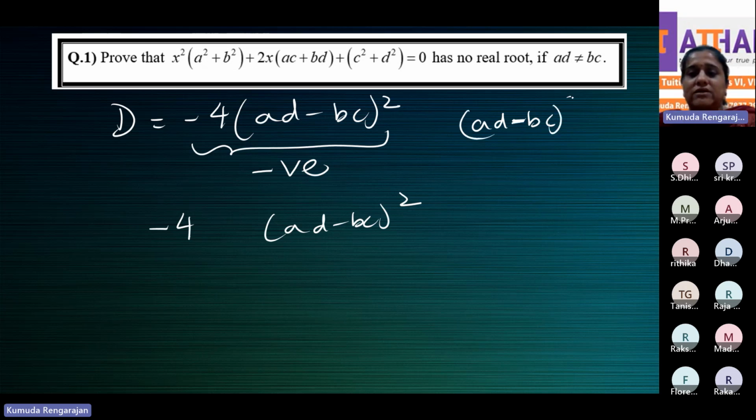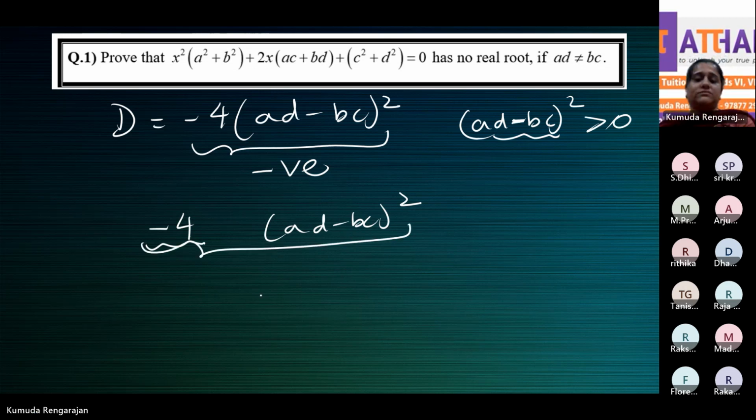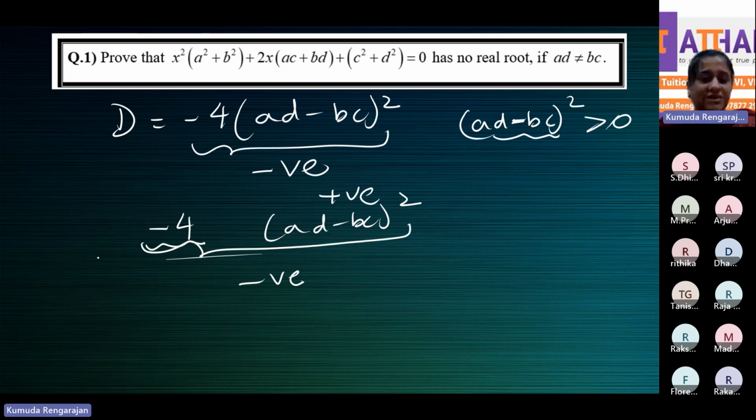So their difference will be negative or positive. When you square it, the value will be positive, that is greater than 0. Now, when this positive value is multiplied by -4, this whole thing is negative. That means D is negative.